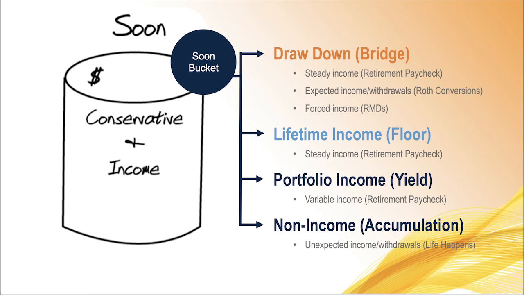But what about people that don't need income? That's where the non-income comes in at the bottom. Just because they don't necessarily need planned income does not mean they don't need a soon bucket, because life happens, right? Unexpected income or withdrawals. Think about times over your career where you've mapped out a perfect plan. Somebody comes in and they say, yeah, we're not going to need any withdrawals or income for at least 4, 5, 6 years. And then 2 years later, they're like, hey, we need 20 or 30 grand to help out the kids, or we had an opportunity to buy a new boat. So non-income accumulation for unexpected income or withdrawals.